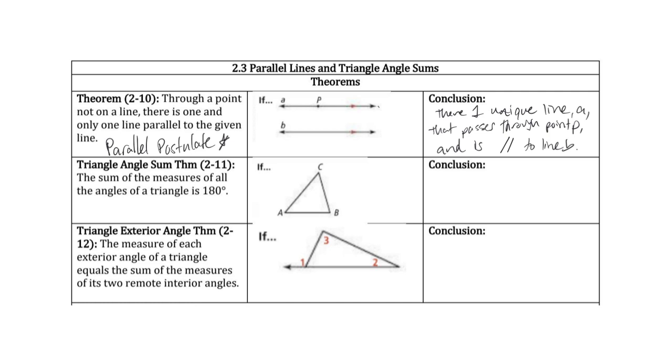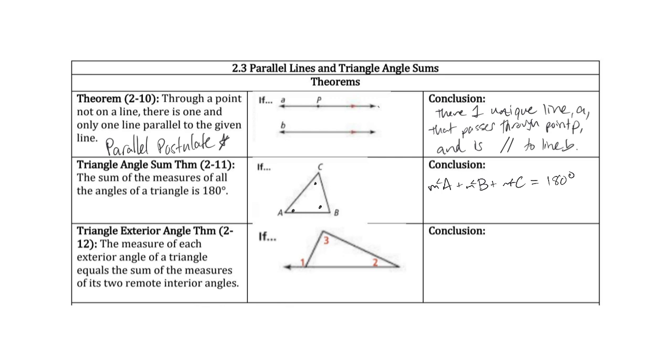The next one is the triangle angle sum theorem. What this tells us is the sum of the measures of all the angles of a triangle is 180 degrees. So these three angles added together equal 180 degrees. So we can say measure of angle A plus measure of angle B plus measure of angle C is equal to 180 degrees. So they have to equal 180.